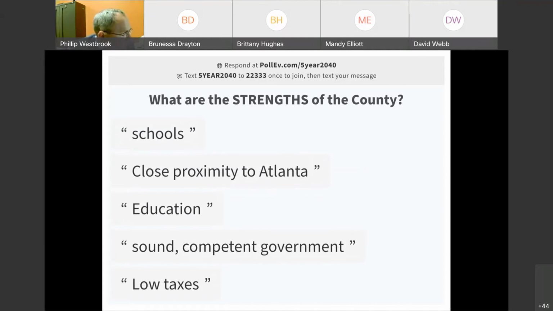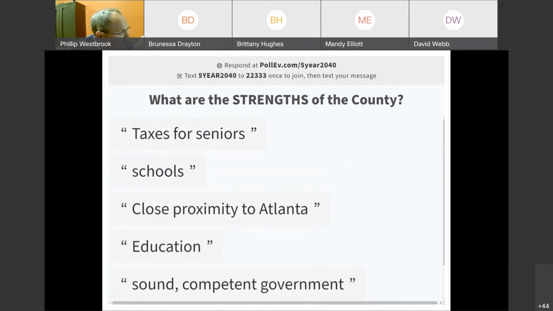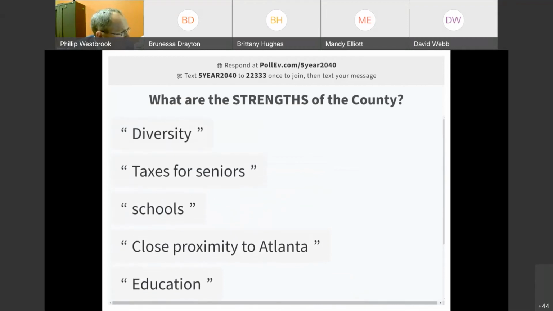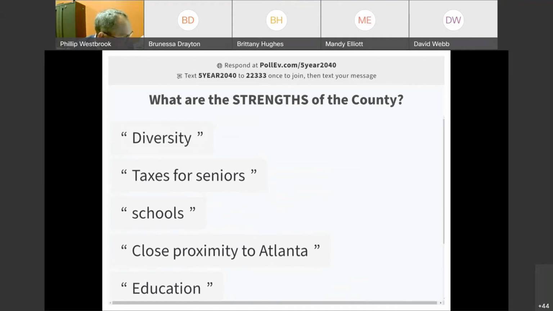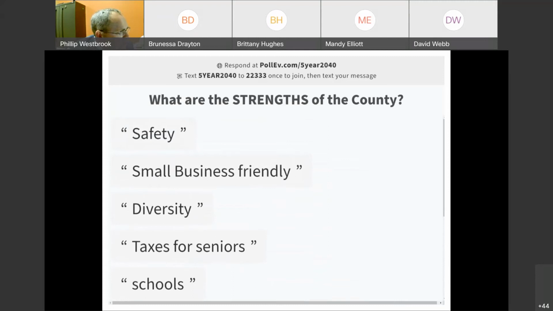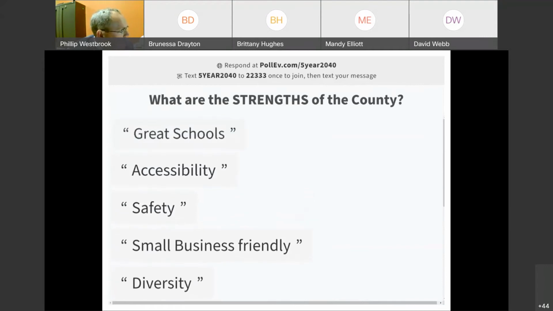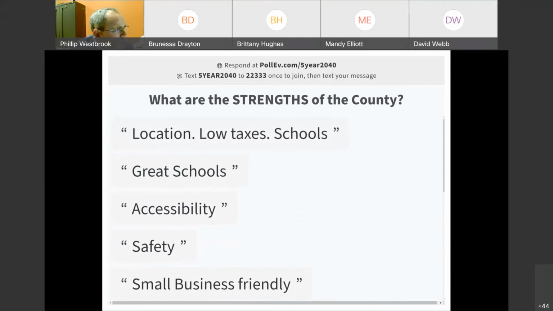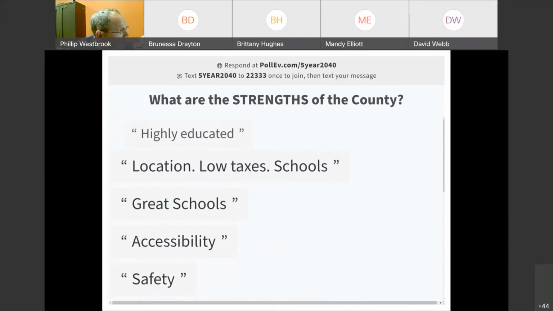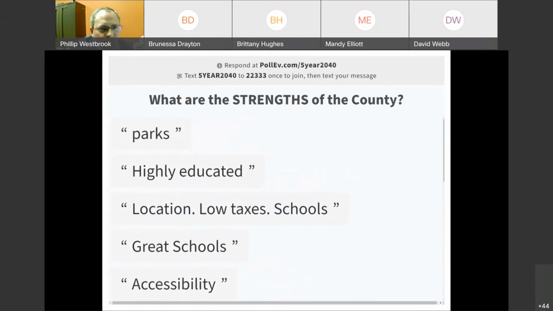All right, so we've got low taxes. That's pretty much always there when we do these. That is a strength, usually for Cobb. Schools is another one. We do get location-type answers, close proximity to Atlanta. Diversity, that's a good one. Small business friendly. Accessibility, location. Those are usually our top three: location, low taxes, and schools.